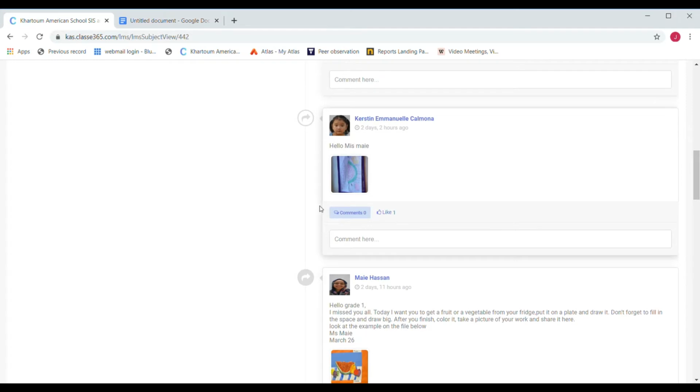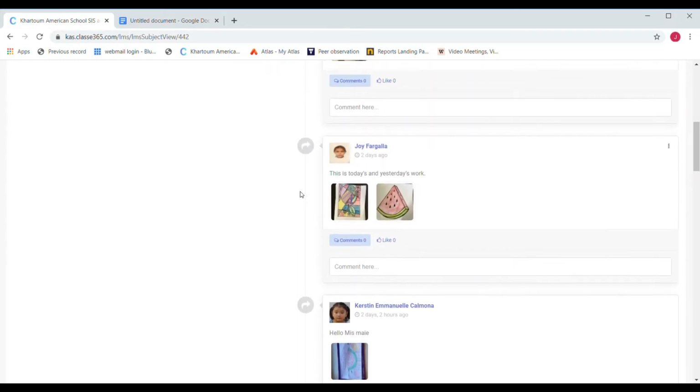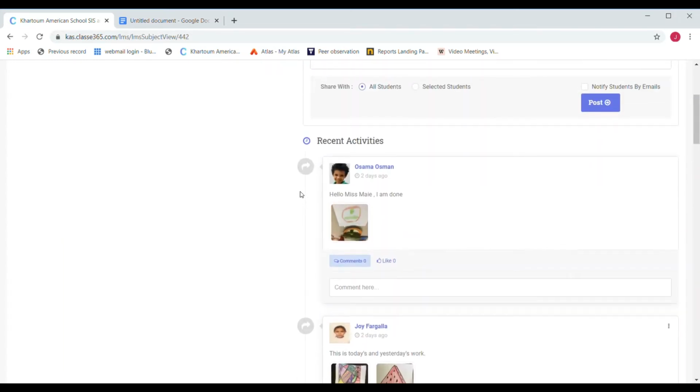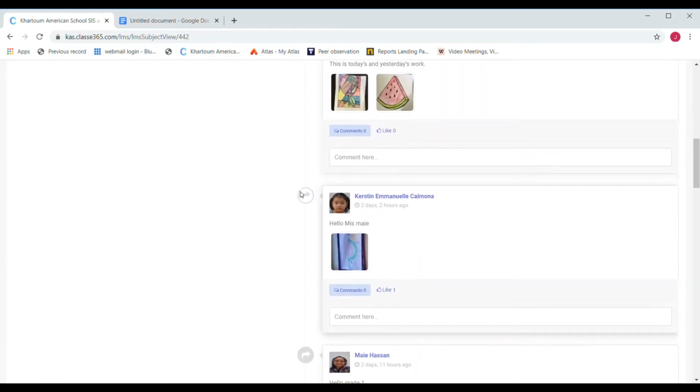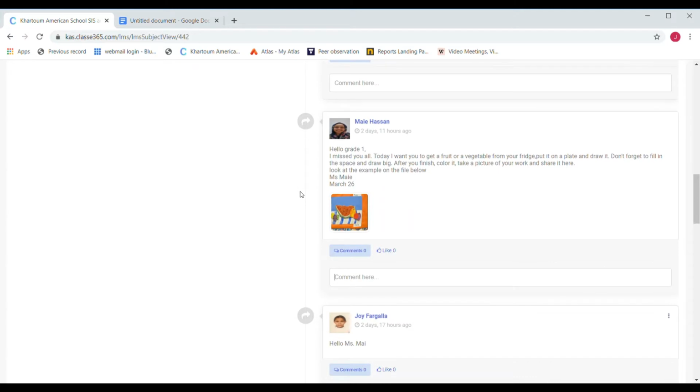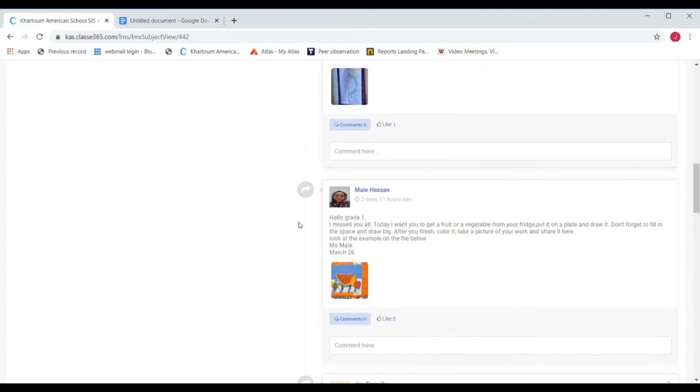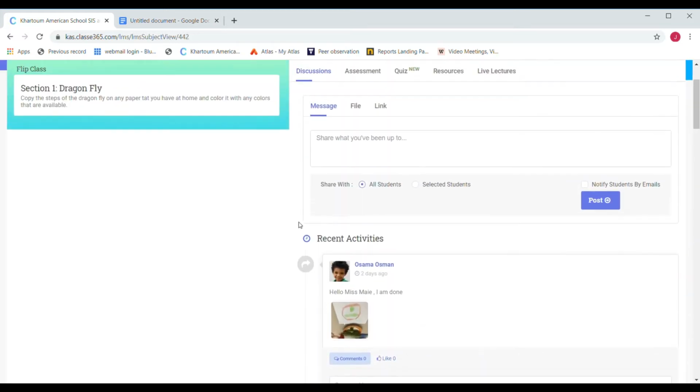These are all great drawings that have been done by Kirsten and Joy and Osama. But as you can tell, as they posted it, they've pushed the original assignment further down, so it's harder for other students to find. If we place it in the comment area here, then we can continue, and those pictures will still show up, and Miss May will be able to tell who's completed that assignment specifically. Make sure that you check them all out.